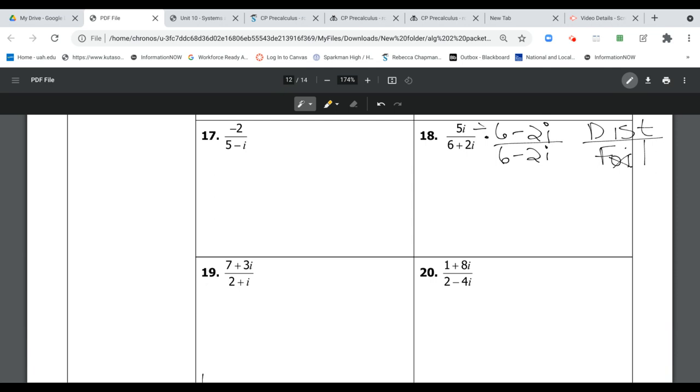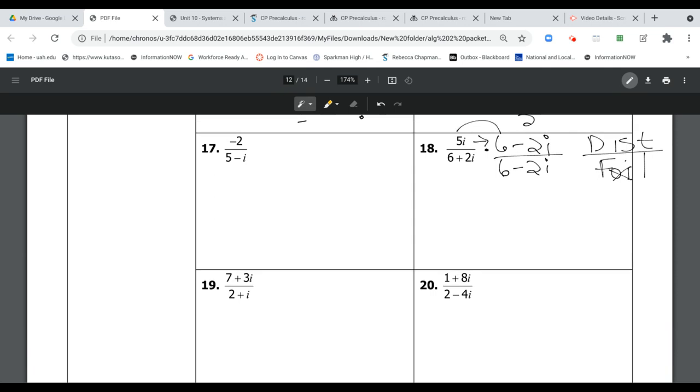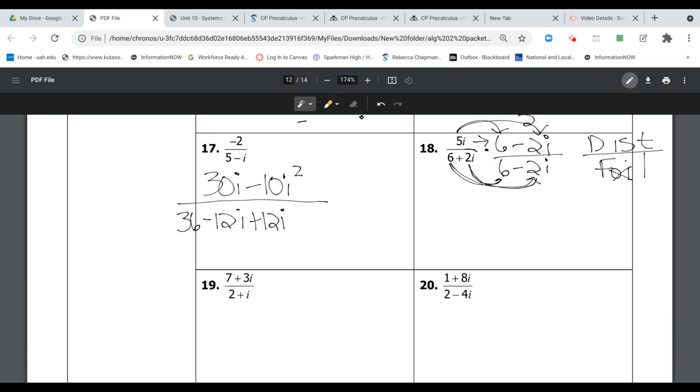So when I distribute across the top, 5i times 6 becomes negative 30i. 5i times negative 2i is negative 10i squared. So we have an i squared we're going to have to deal with. Across the bottom, 6 times 6 is 36. 6 times negative 2i is negative 12i. 2i times 6 is positive 12i. And 2i times negative 2i is negative 4i squared. Here again, do not forget the i squared on that term.